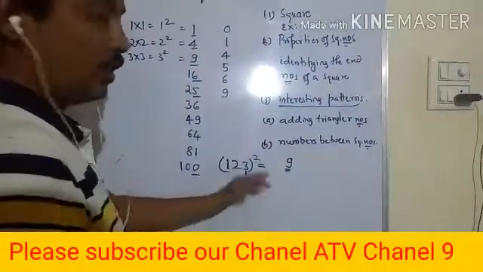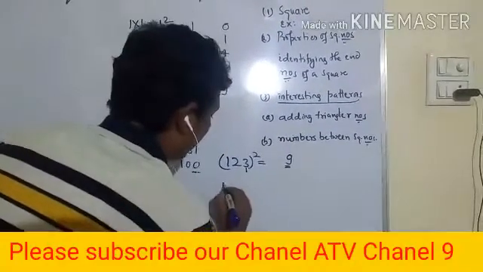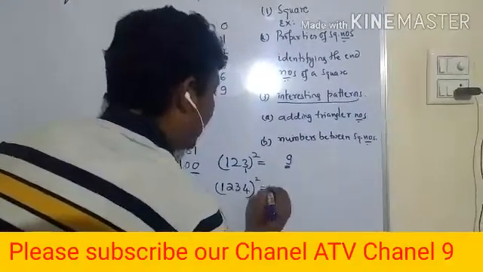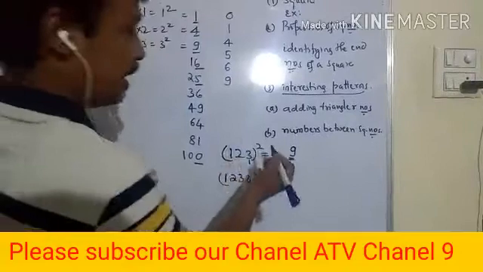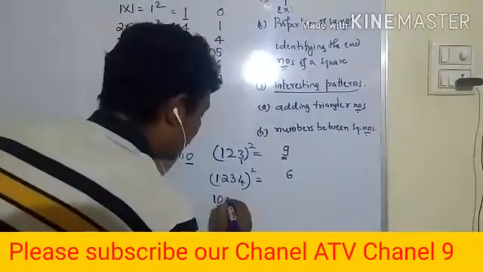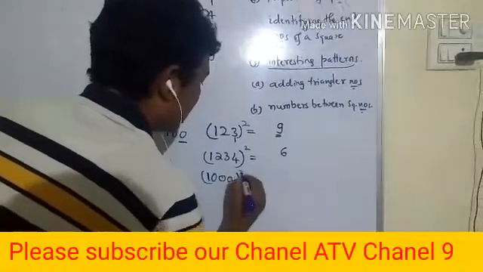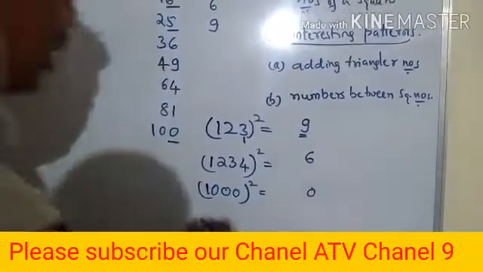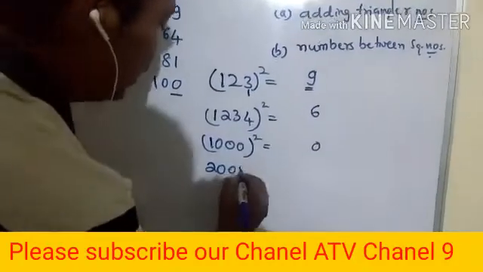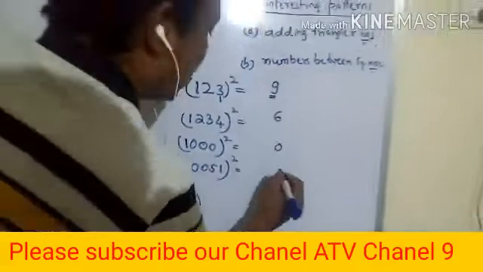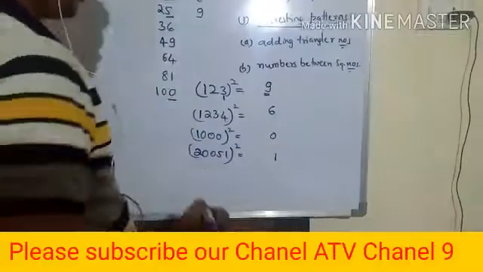Suppose I want to find the square of 1234. Its end digit will be, for 4 into 4 is 16, 6 will be the end digit of this. Suppose it is a number ending in 0. What is the last digit of the square? So 0 is the last digit of the square. Suppose it is a number ending in 1. What is the square of this? 1 into 1, so 1 is the last digit of the square of this.